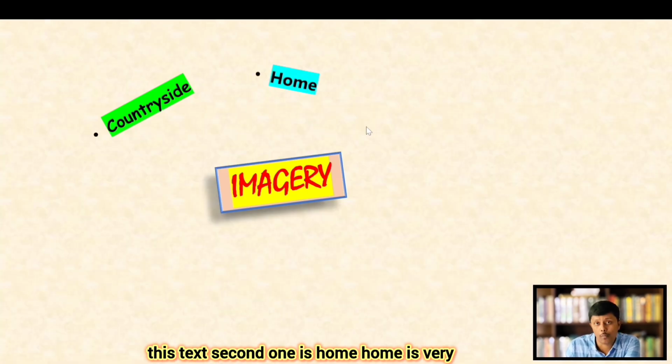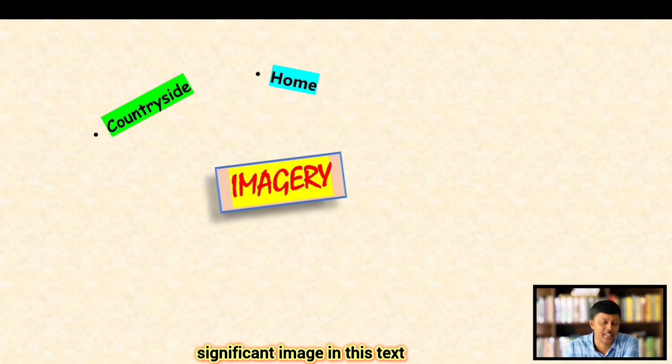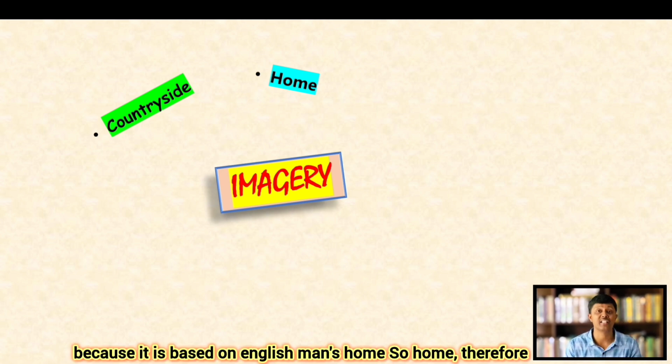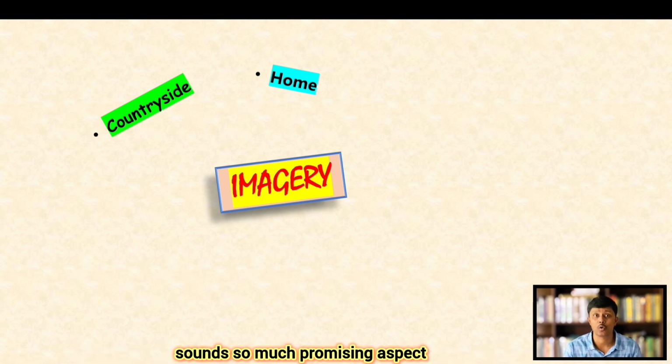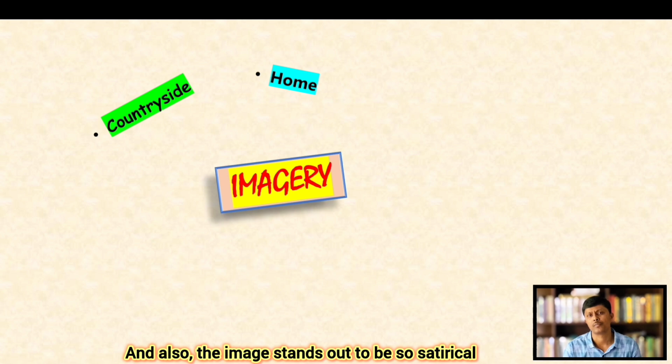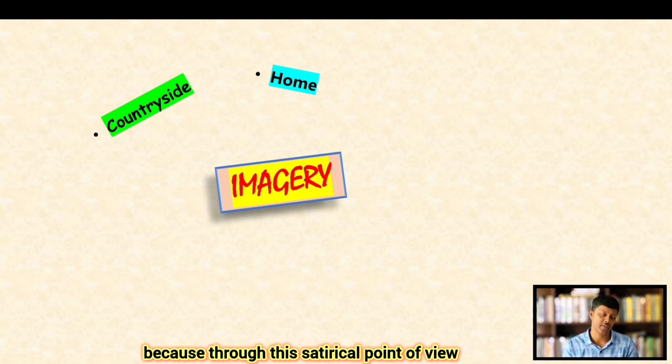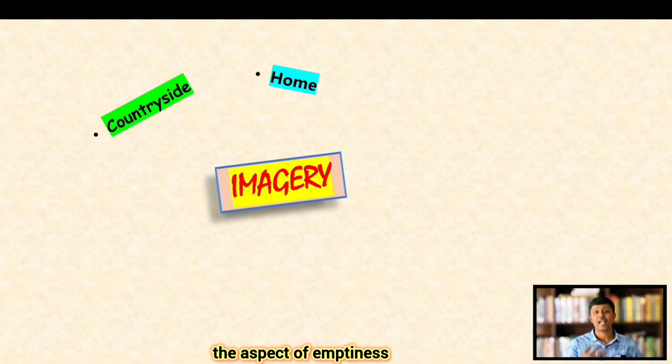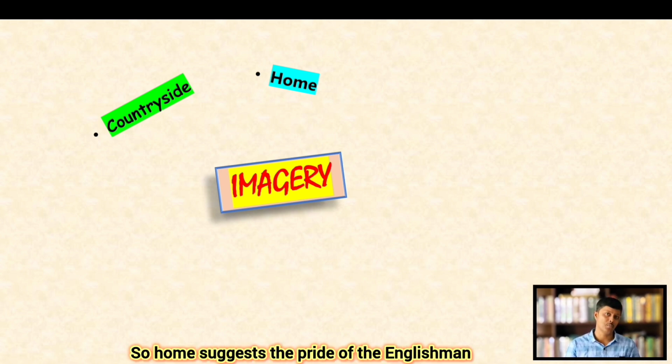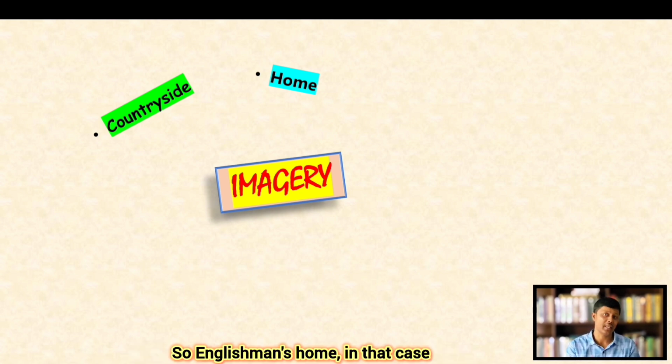Second one is home. Home is a very significant image in this text because it is based on the Englishman's home. Home therefore sounds very promising, and the image also stands out as satirical, because through this satirical point of view, the narrator or story writer indicates the aspect of emptiness and the aspect of pride. So home suggests the pride of the Englishman. In that case, home suggests a very significant point.